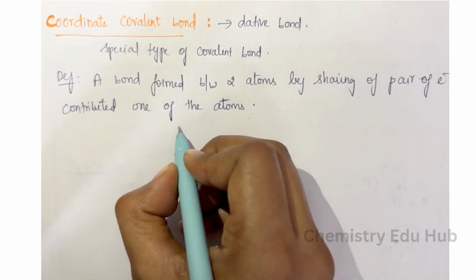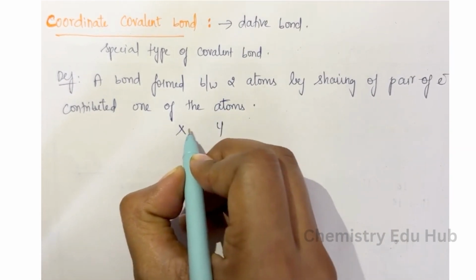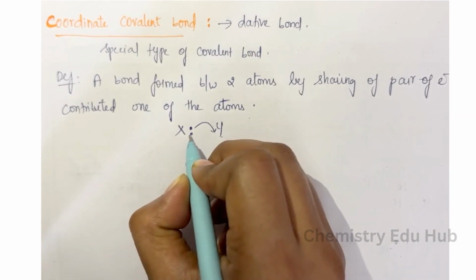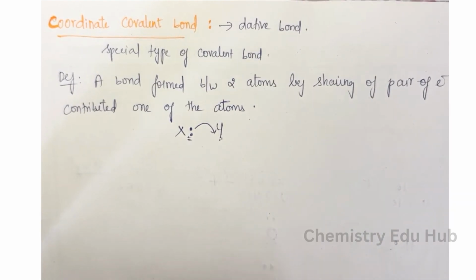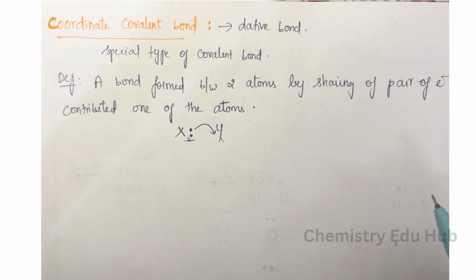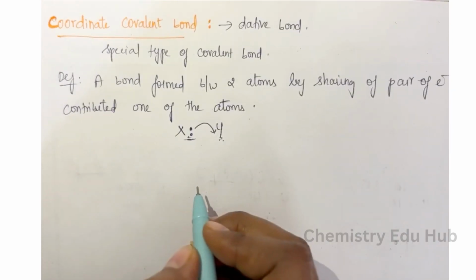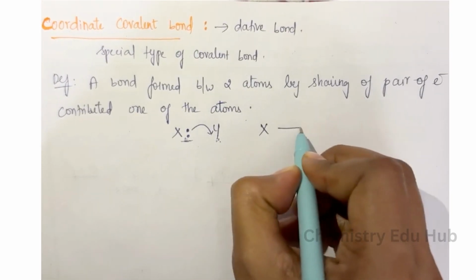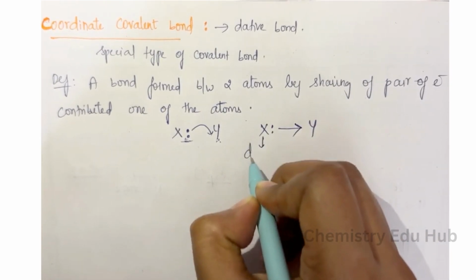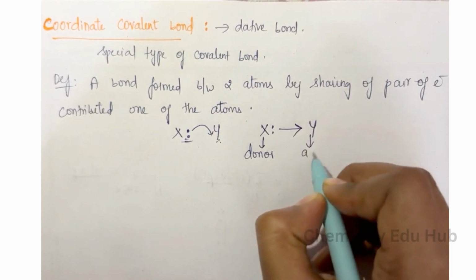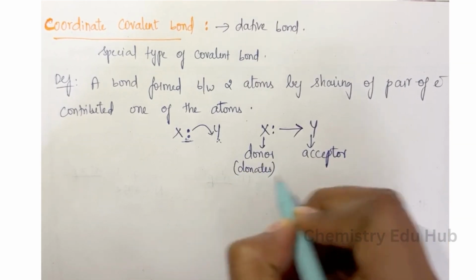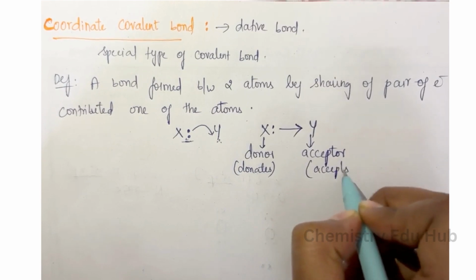That means when the bond is formed between two atoms, one of the atoms gives 2 electrons, the other one only takes those electrons, and these 2 electrons are shared between the two atoms. One is contributing 2, the other is contributing 0. That is the meaning of coordinate covalent bond. This bond is represented by an arrow from the donor atom to the acceptor atom. Donor is which donates electrons, acceptor is which accepts electrons.